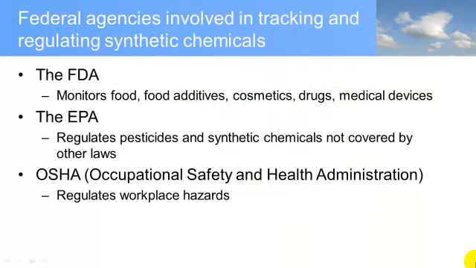Federal agencies that are involved in regulating synthetic chemicals include the FDA. As we said, they monitor food additives, cosmetics, drugs, and medical devices. The EPA regulates pesticides and other synthetic chemicals that are not covered by other laws. And then we have OSHA, the Occupational Safety and Health Administration, which regulates workplace hazards. So they have regulation in place about what type of hazardous chemicals are in the workplace, and they make rules about whether or not, for example, you should wear a respirator when working with a certain chemical, or should you have protective gloves or some other protective gear for them, and what are other safe handling techniques for them.